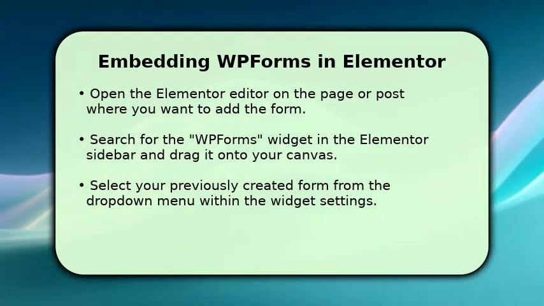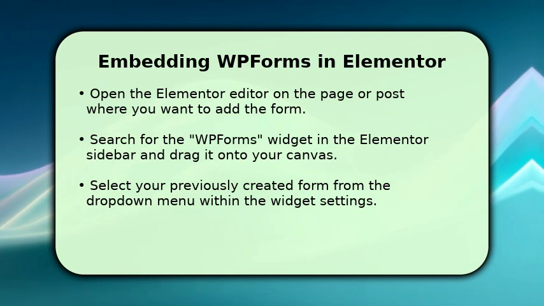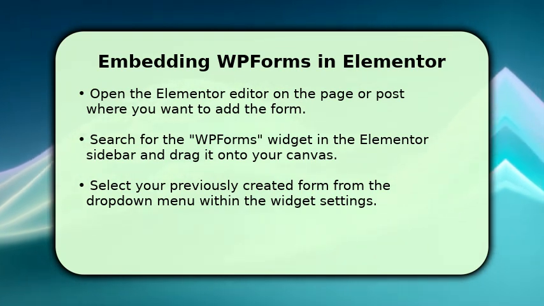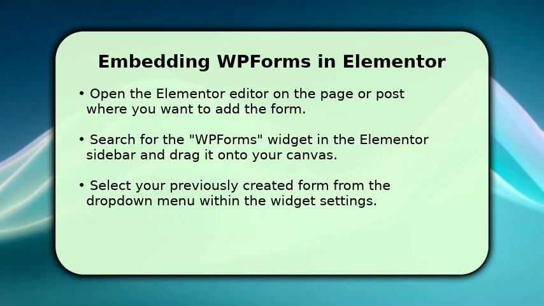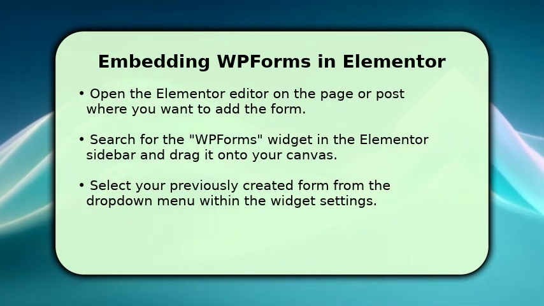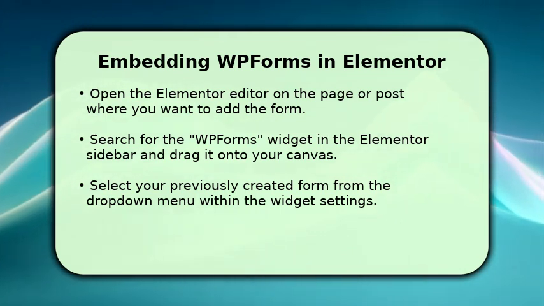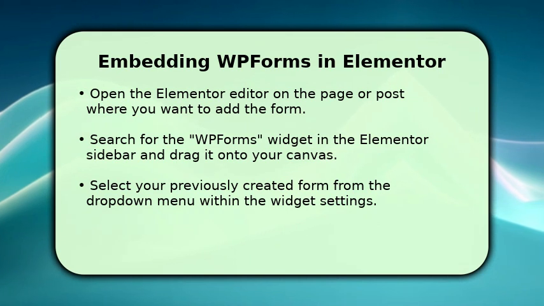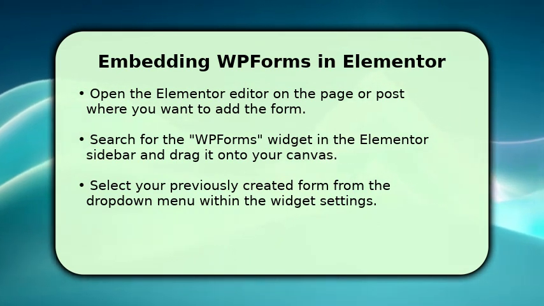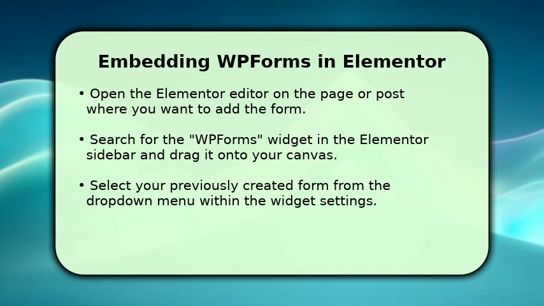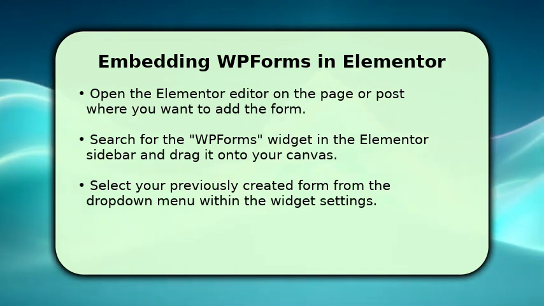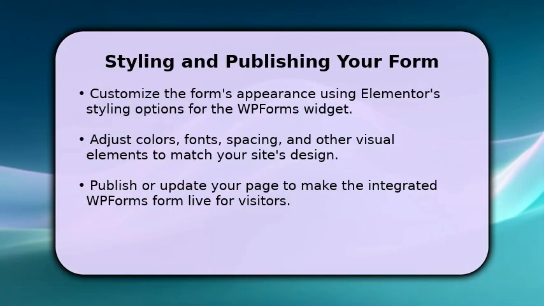Open the page or post where you wish to display your form using the Elementor editor. In the Elementor sidebar, search for the WP Forms widget. Simply drag and drop this widget onto your desired section of the page. Once placed, select the form you just created from the drop-down menu within the widget settings. This connects your form directly to your Elementor design. Finally, let's refine the look and publish your form.